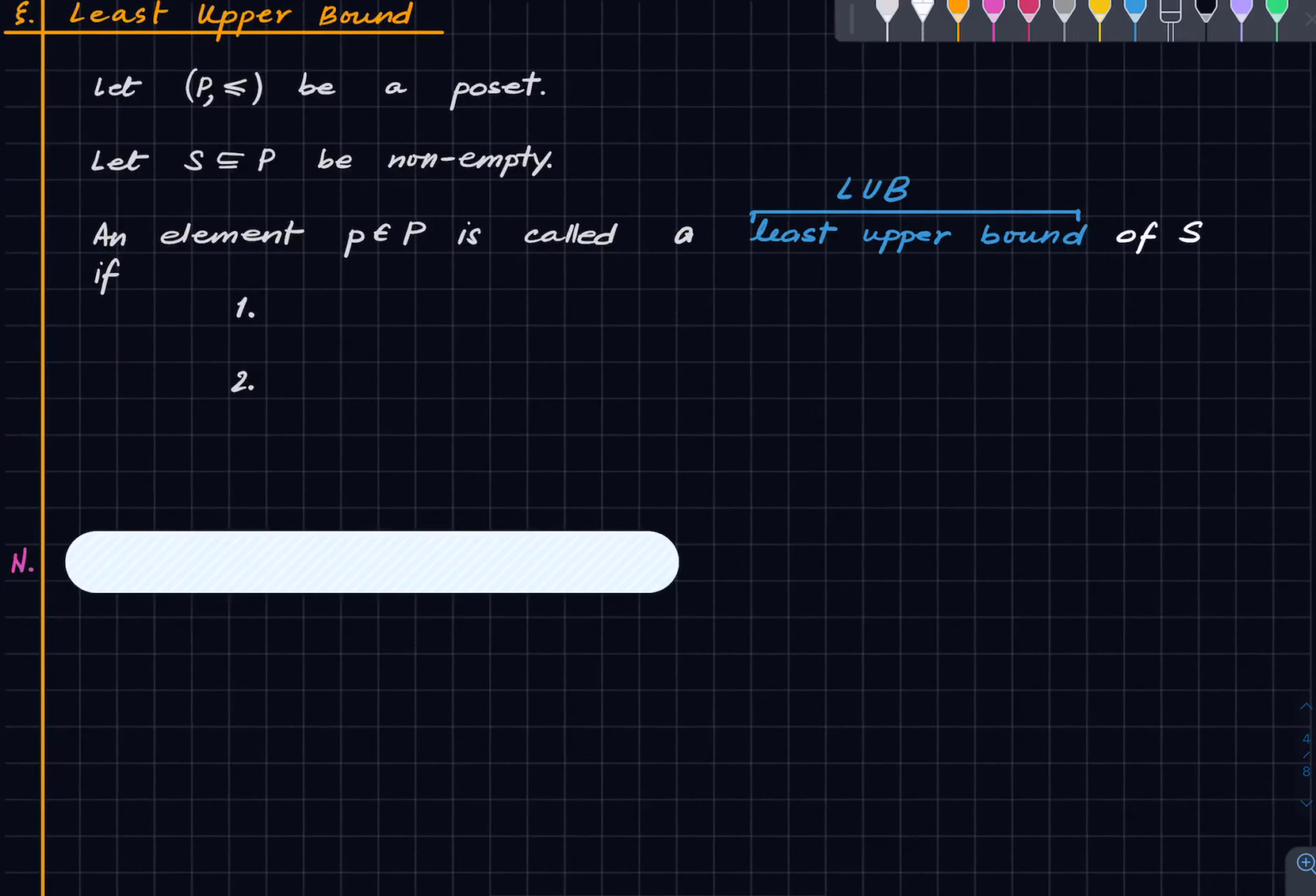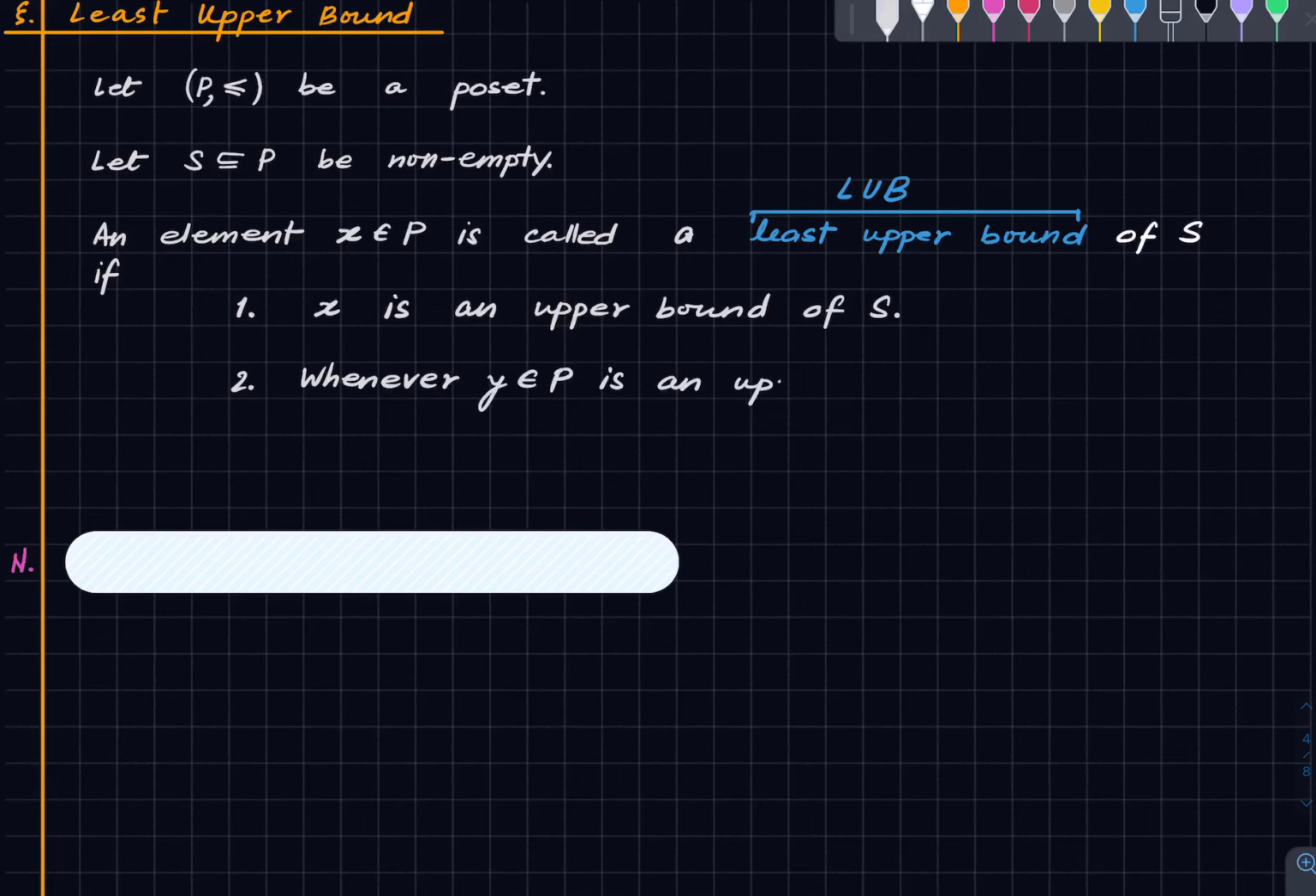Now for the most important thing, least upper bound. Fix a poset and fix a non-empty set S. Then an element X in the poset is called a least upper bound of S if X is an upper bound of S and whenever Y is an upper bound of S, we have X is at most Y.